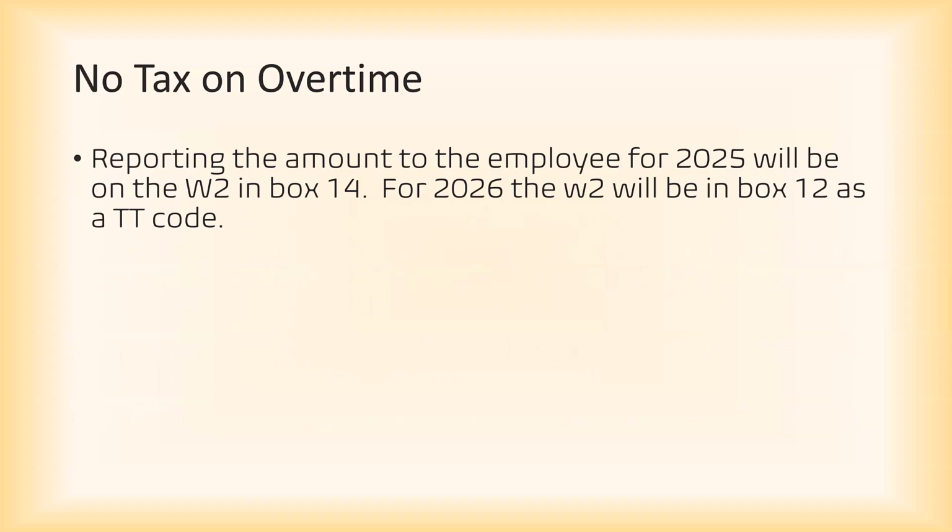Okay, so what we're going to be doing for 2025, the W-2 is going to have in box 14 a line item that will say OTC for overtime compensation. And in 2026, the W-2 will be in box 12, as currently the code is TT in box 12, but that may be subject to change as we get closer to the end of 2026. But right now, the IRS has indicated that box 12 will be TT, and this year, box 14 will have the value that we'll be reporting. So you don't have to have a special piece of paper. You won't have to do anything. Our W-2 will calculate the number.